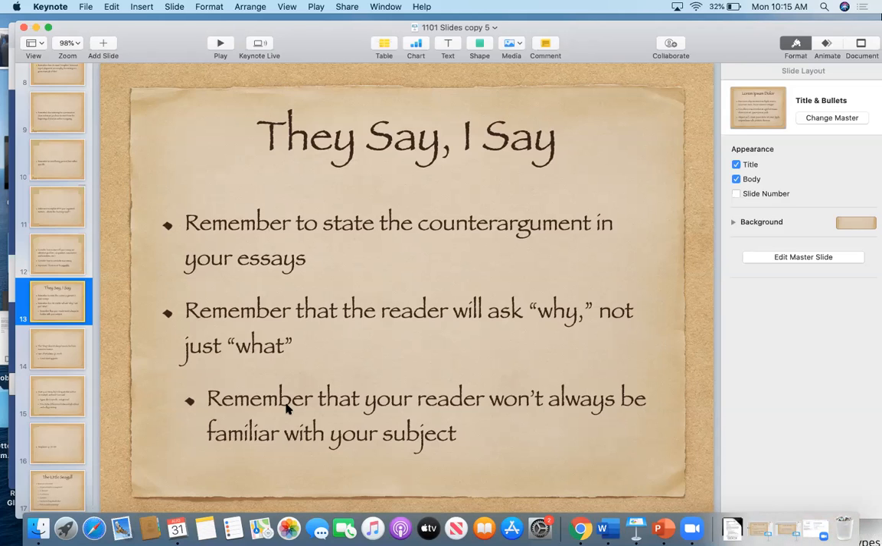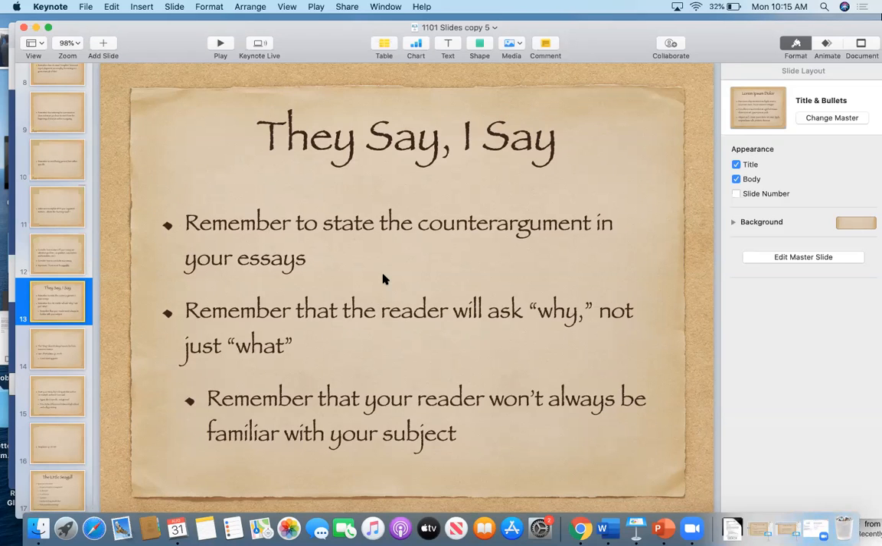Is anybody considering going to grad school one day? I know that a lot of you are just freshmen, of course. Perhaps? Okay, so Carrie says yes.